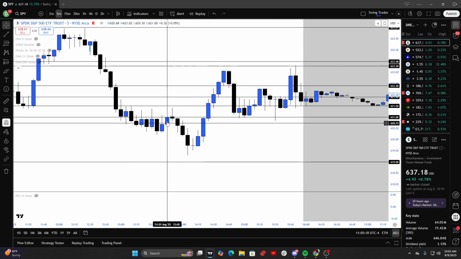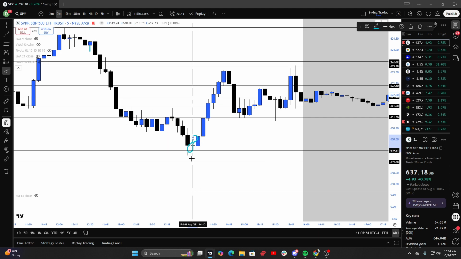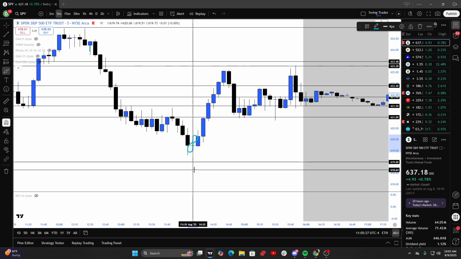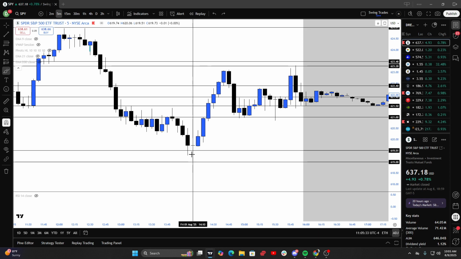Here's another doji. You see we made a move down, and then a doji popped up. We were pretty much testing the 619 level. Sellers weren't strong enough to break it, and we got a doji and we made a move up.